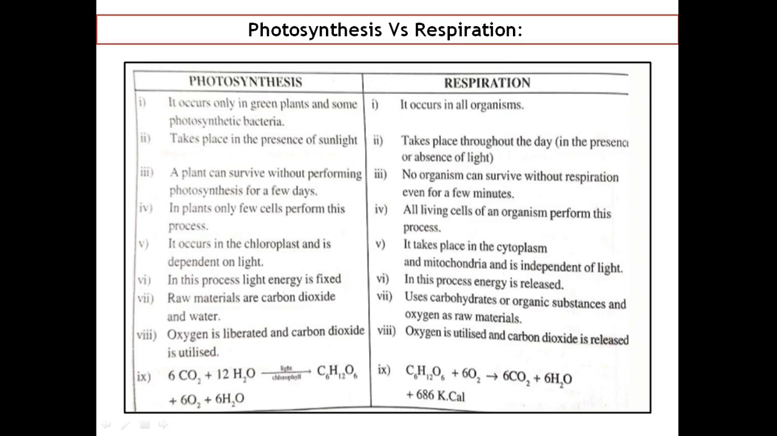And finally, photosynthesis is an anabolic process, which means building up complex molecules from simpler ones, and this needs an input of energy. In contrast, cellular respiration is a catabolic process, which means it breaks down glucose into smaller molecules and releases energy. These are some differences between photosynthesis and respiration.